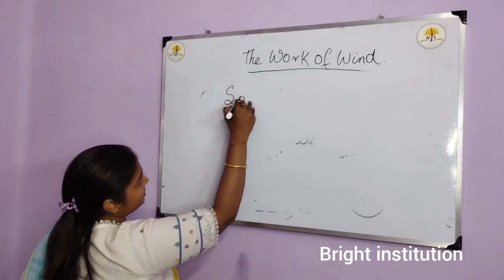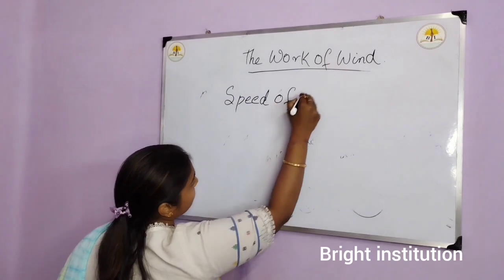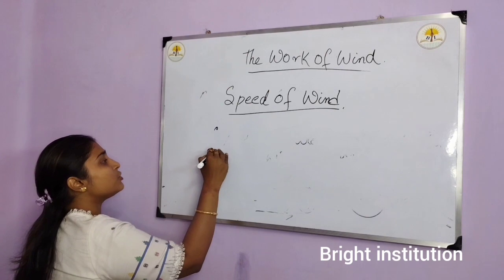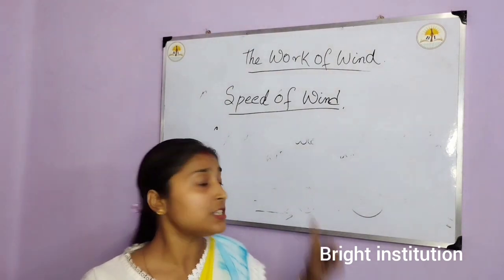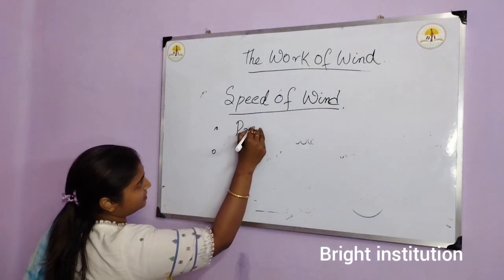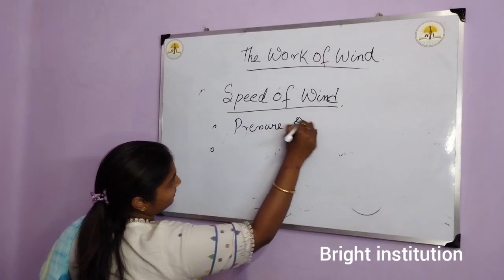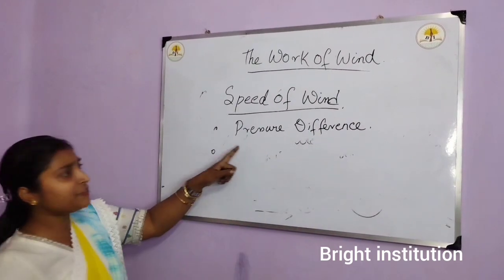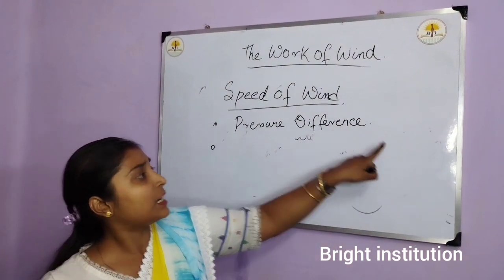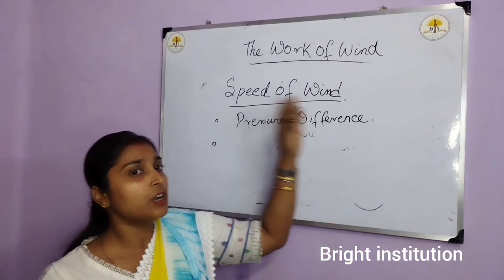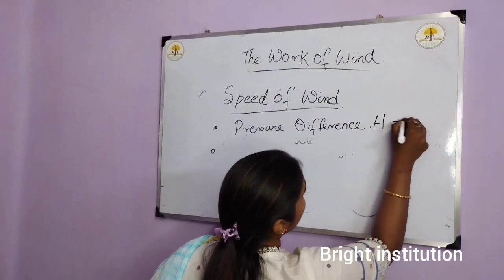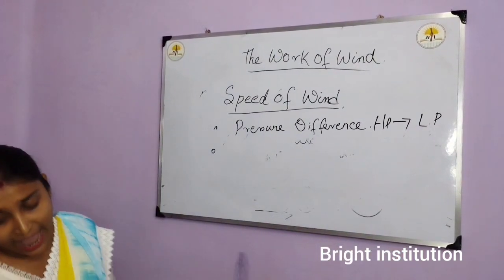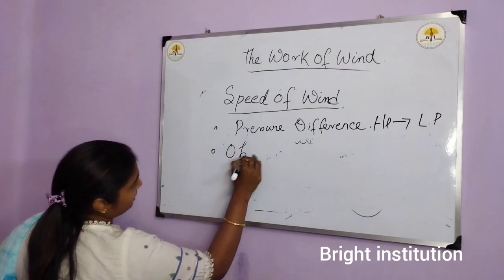the speed of wind. The speed of wind mainly depends on two factors. What are the two factors? First one, you have to remember, is the pressure difference. Pressure difference means what? I have explained that the wind, or the air, will always move from high to low pressure. This is the first part, and the second one is the obstruction.